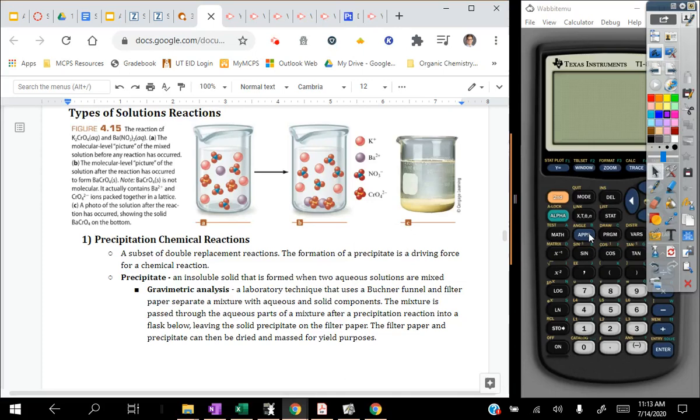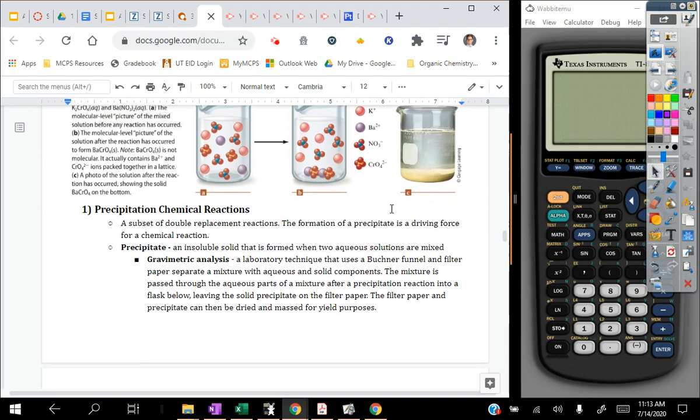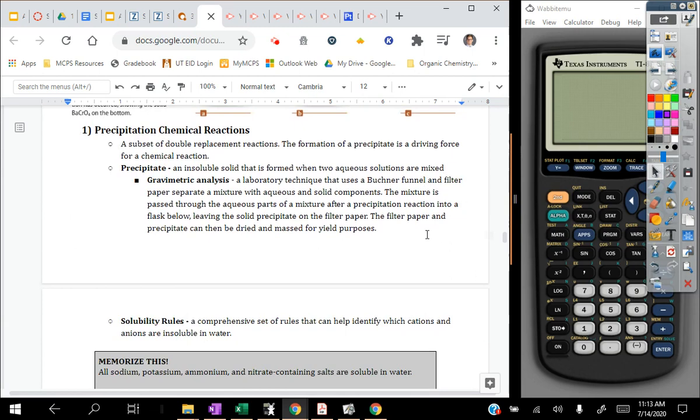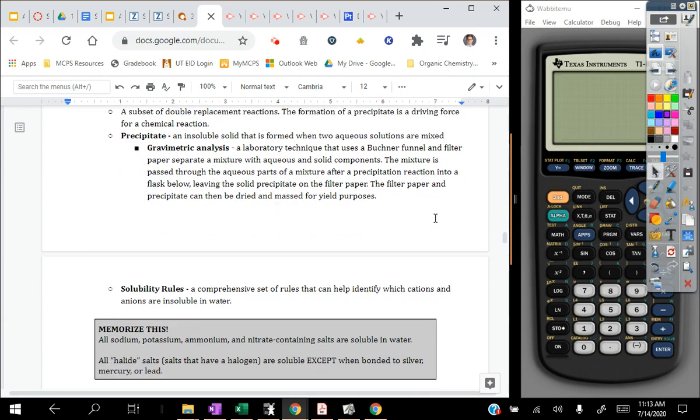Hello class, this is a continuation of lessons dealing with solution stoichiometry. In our last lesson, we briefly discussed the background ideas behind precipitation chemical reactions, and we discussed the terms precipitate, which is our insoluble solid that forms when two aqueous solutions are mixed, and we discussed gravimetric analysis, a laboratory technique used to separate mixtures with aqueous and solid components.